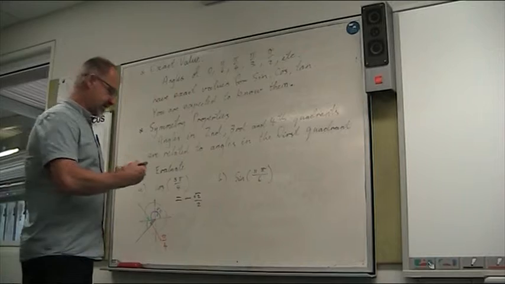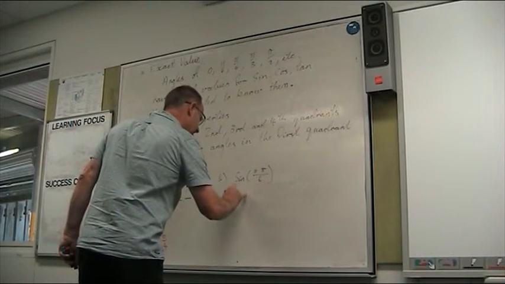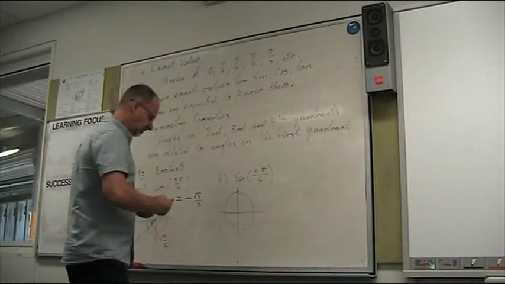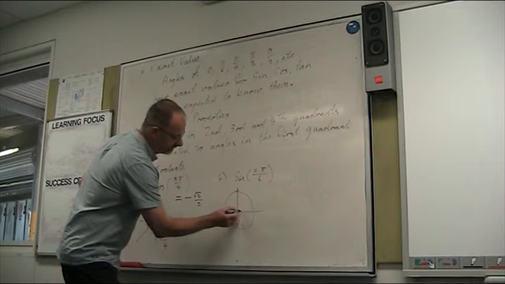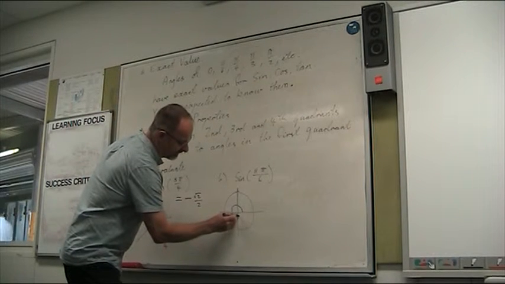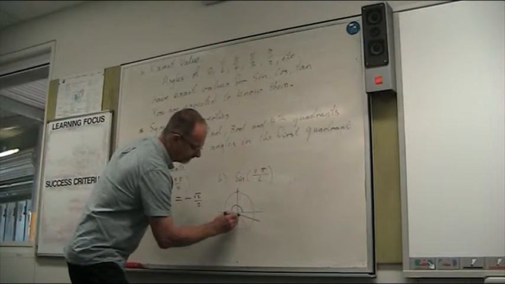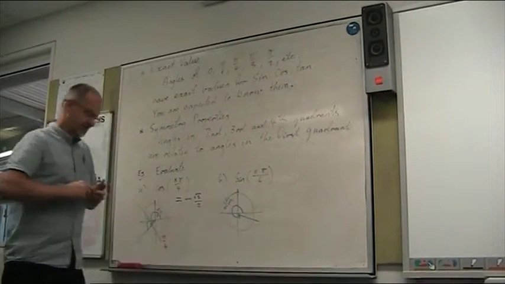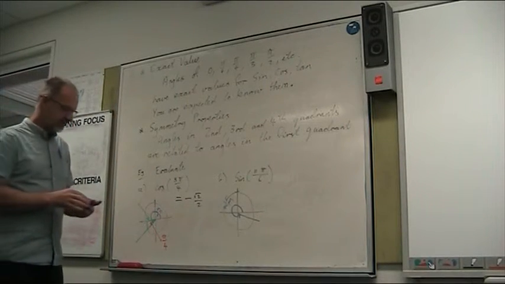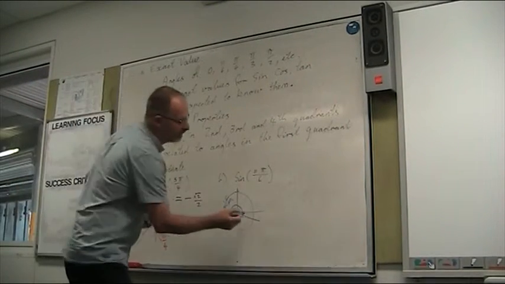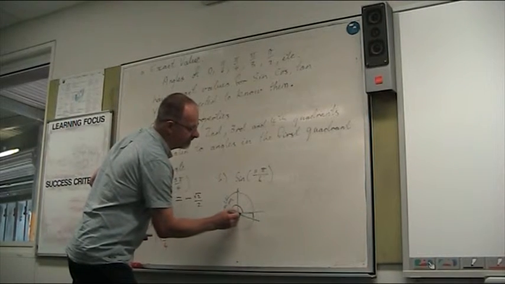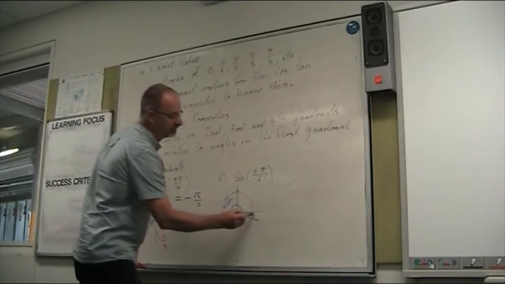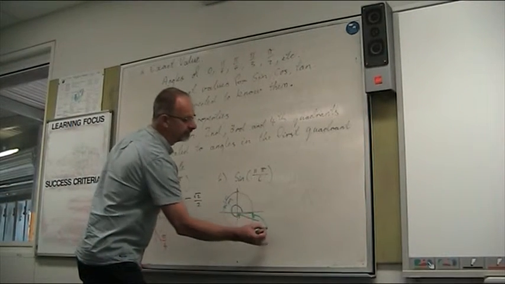Alright, so the next one, 11 pi on 6, which quadrant's that going to be in? Fourth quadrant. And so it's going to be all the way around to there. Not quite to 2 pi. Alright, so the triangle we're looking at, we always go back to the x-axis. So the triangle we're looking at is this. And the sine is that one there.